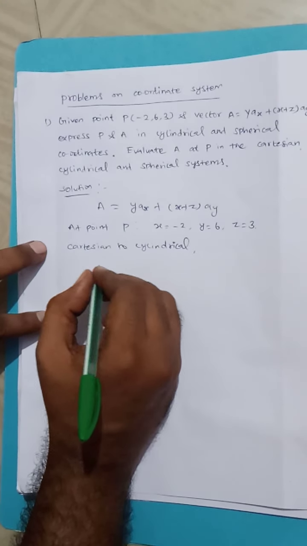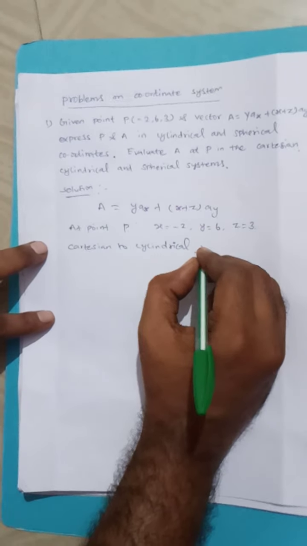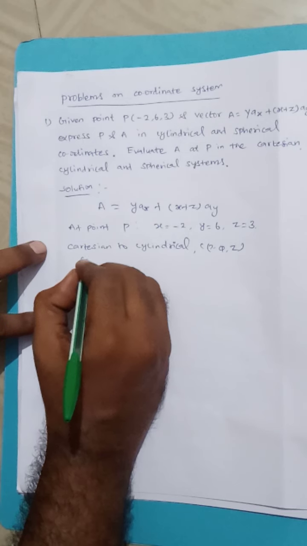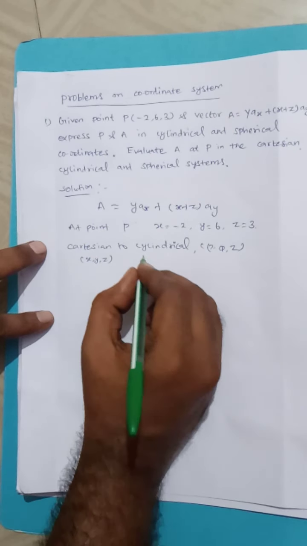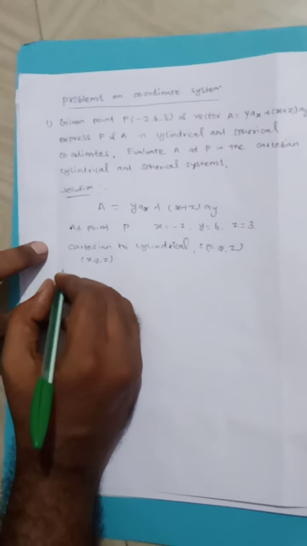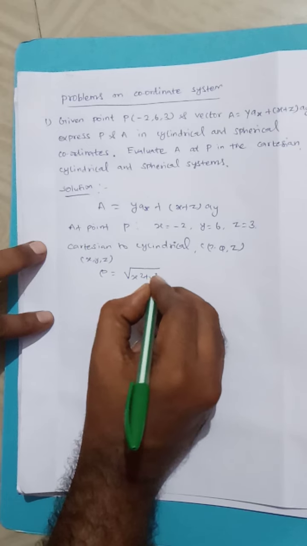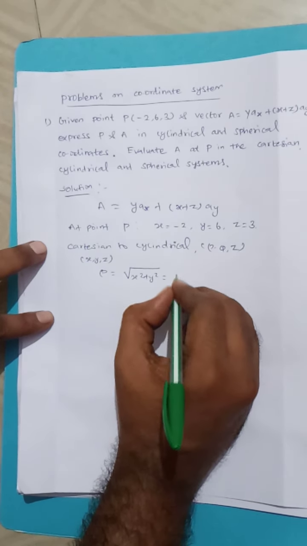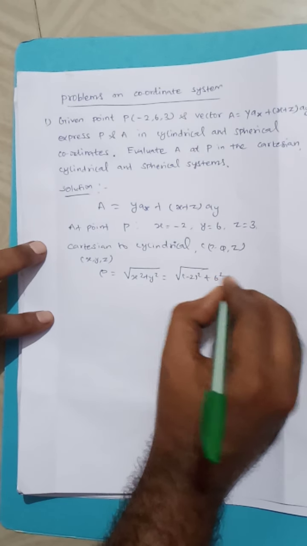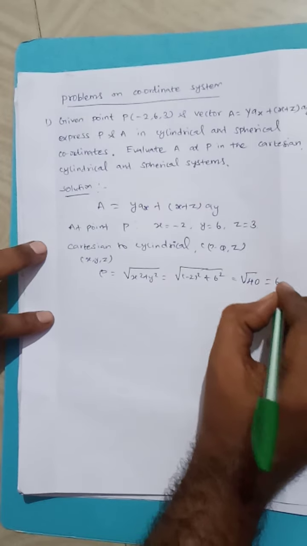So we know the formula to convert Cartesian to cylindrical. The corresponding x, y, z can be converted into rho, phi and z. We are given x, y, z for Cartesian, and we need to convert to the corresponding rho, phi, z. The formula for rho is root of x square plus y square. So root of (-2) square plus 6 square, we'll get root of 40, or you can write 6.32.